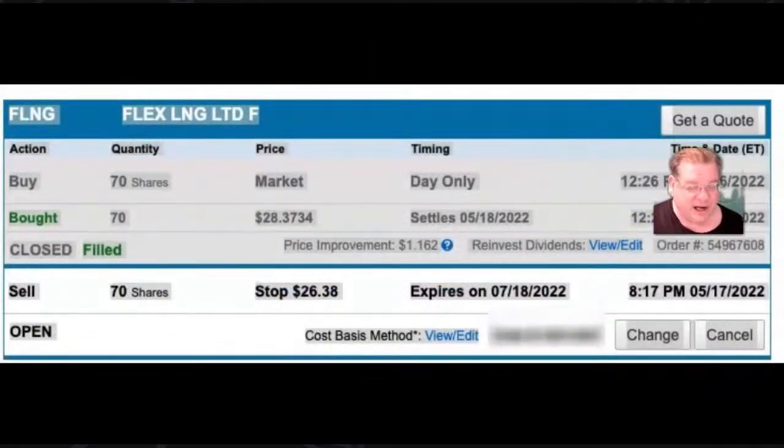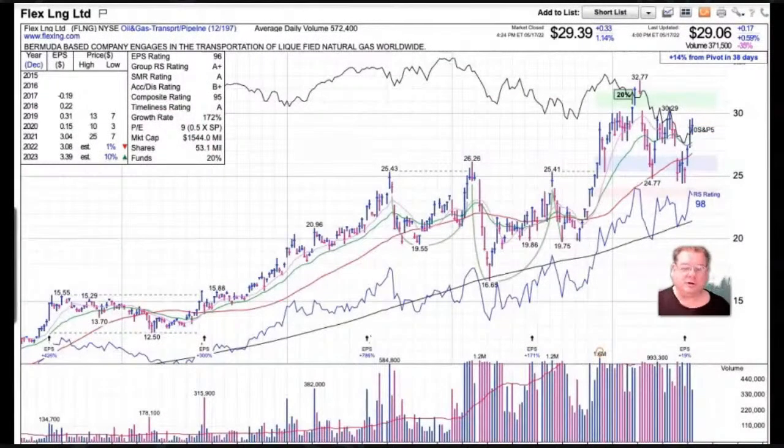There are several different kinds of stops. Most of the time, I use the market stop. And basically what that means is that if the price falls below 26.38, then there's an immediate order to sell at the market price. Currently, the price of FLNG is $29.39.